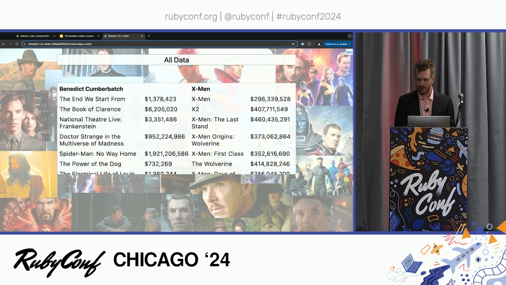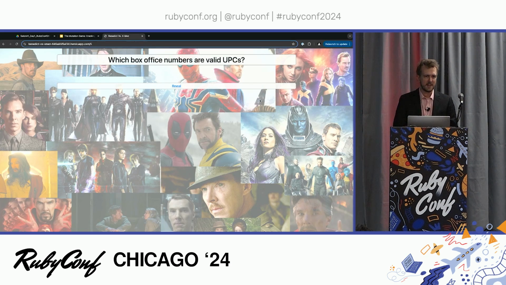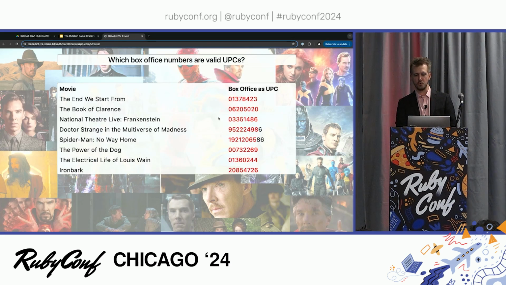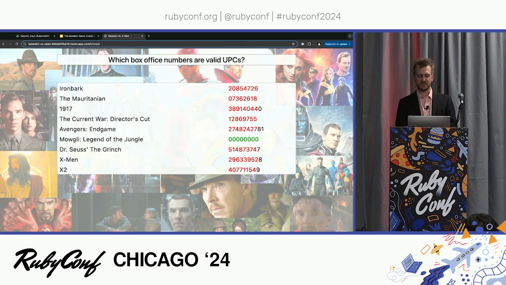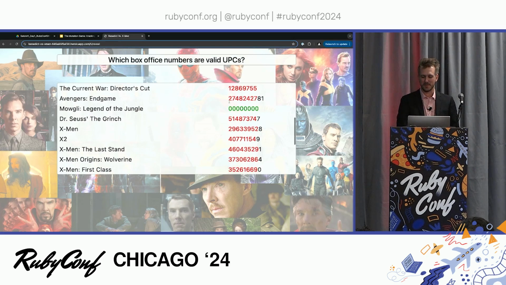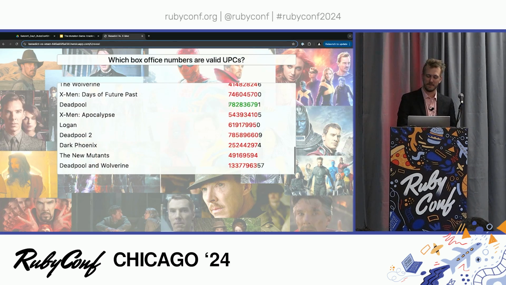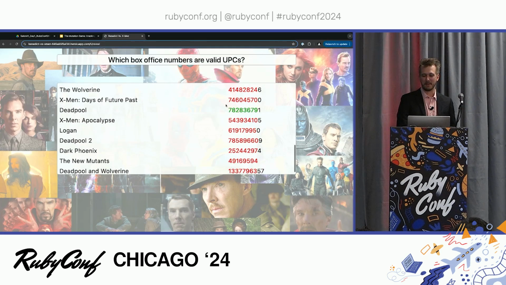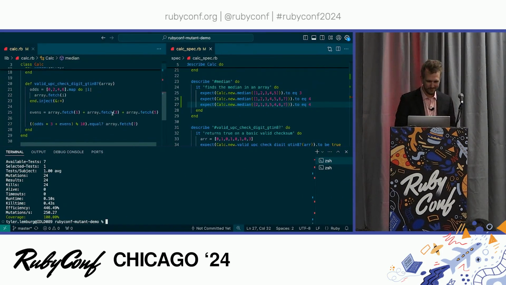All right, now you've all memorized those numbers, I'm sure. Which of these box office numbers are valid UPC codes? Any guesses of how many out of 28? Shout out a number. 3. 28. 7? The answer is 2, actually. I padded with zeros in the case that there were not enough digits to make an 8-digit UPC code. But only one movie, aside from Mowgli, came out with a valid UPC, and that was Deadpool 1.